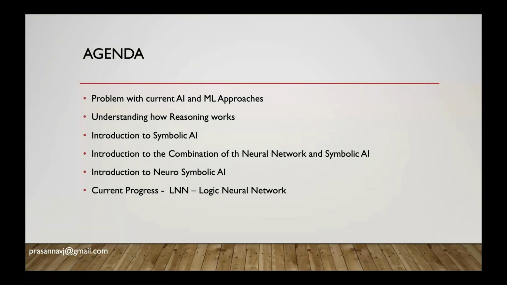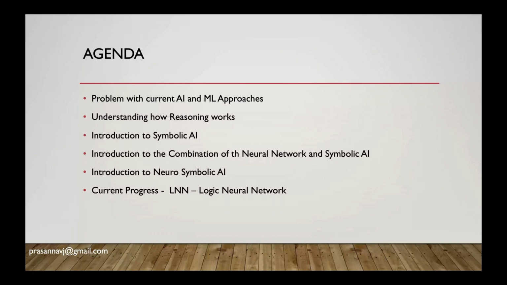Okay, so in today's agenda, we will look at the problem with the current AI and ML approaches that we are using, and we will provide an introduction to what reasoning is, and then an introduction to symbolic AI, and a combination of the neural network and symbolic AI. The new field of research has brought in something called neuro-symbolic AI. Why is this required, and what is the current progress?